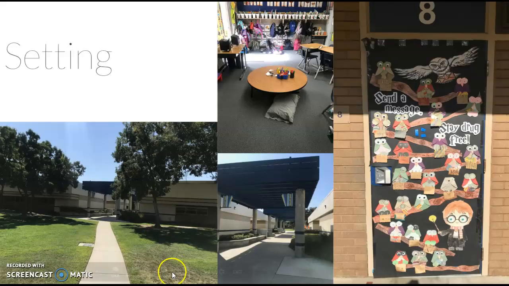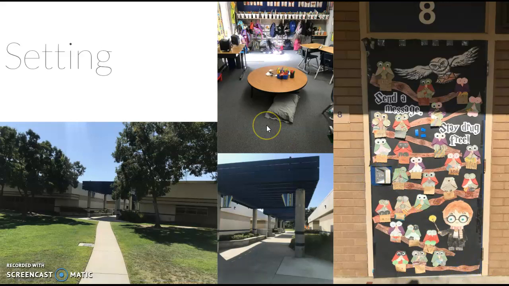I did my observations at Valley Oak Elementary in a second and third grade combination class. Here's the setting. Right here is the front of the school, in the courtyard area, and this is what the hallways look like. I was in room 8. This is the door, decorated for Drug-Free Red Ribbon Week, and they actually won their competition, because all the classrooms had a door competition.